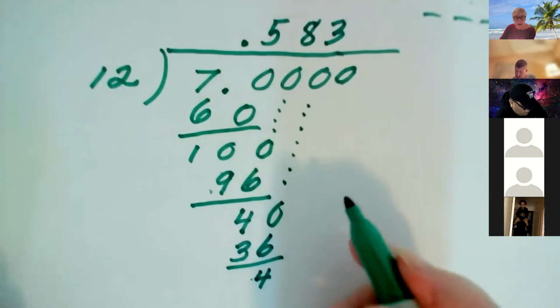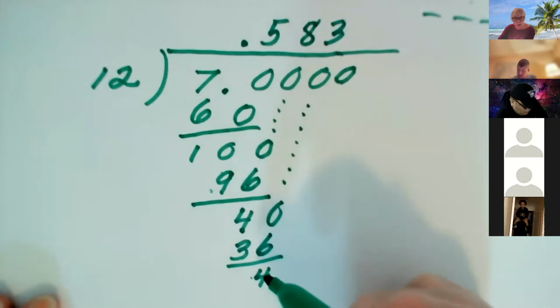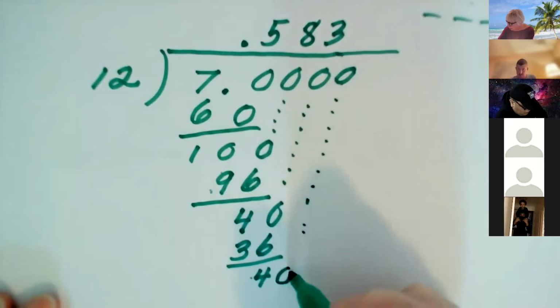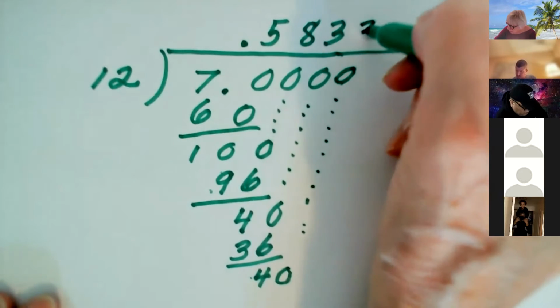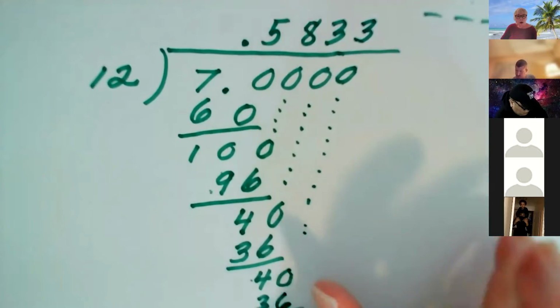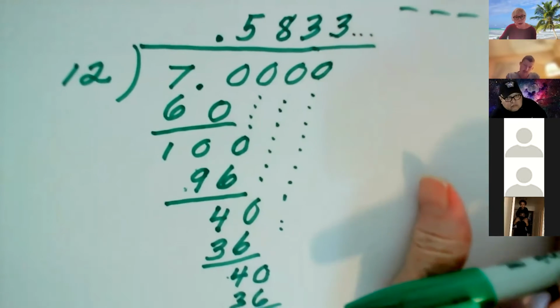And oh my, we talked about this last time. When you subtract, you get 4 again. And when you bring this down, it's 40. So 12 into 40 is 3. And then it's going to keep repeating over and over again. So the 3 keeps going.